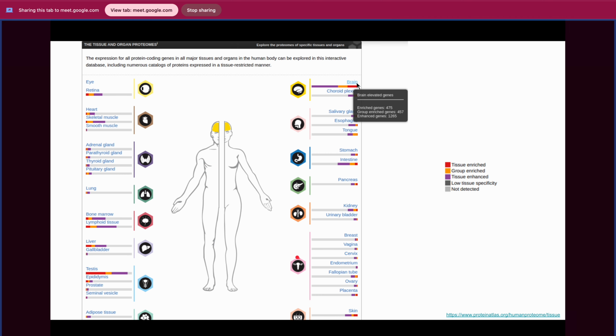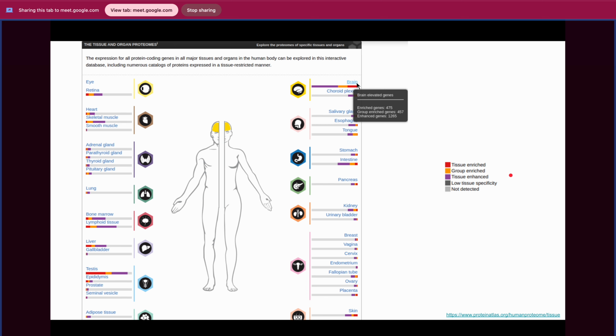If we scroll further, we'll find the tissue and organ proteome. When you scroll down, this particular image tells about all the tissues for which information is available. For example, in the eye, the retina, from where the protein has been identified. Here you see tissue enriched, group enriched, tissue enhanced. It is categorizing the proteins or genes identified in these tissues into multiple sections. Red color means these are the tissue enriched genes, that means these are enriched in this particular tissue.